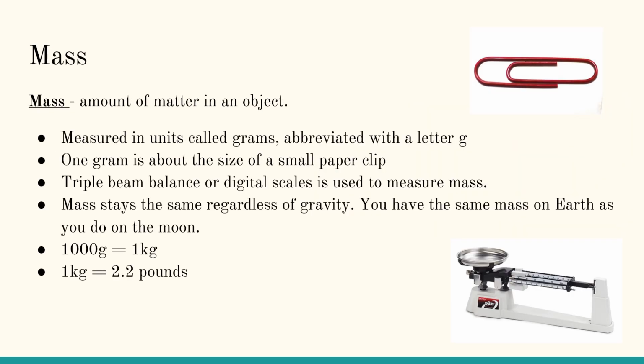Mass, on the other hand, is the amount of matter in an object. It's measured in units called grams, abbreviated with the letter g. 1 gram is about the size of a small paper clip. A triple beam balance or a digital scale is used to measure mass. Mass stays the same regardless of gravity. You have the same mass on Earth as you do on the moon. 1,000 grams equals 1 kilogram, and 1 kilogram is equal to about 2.2 pounds.